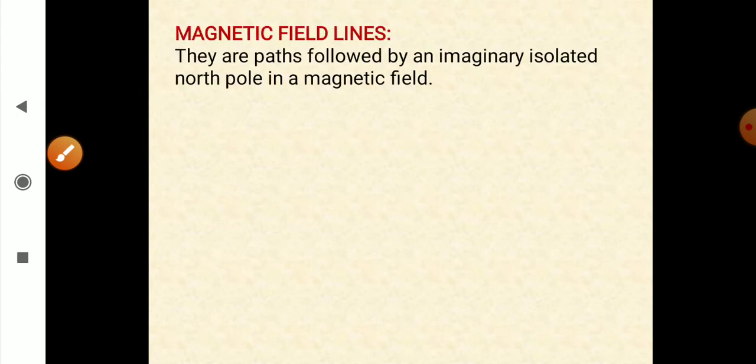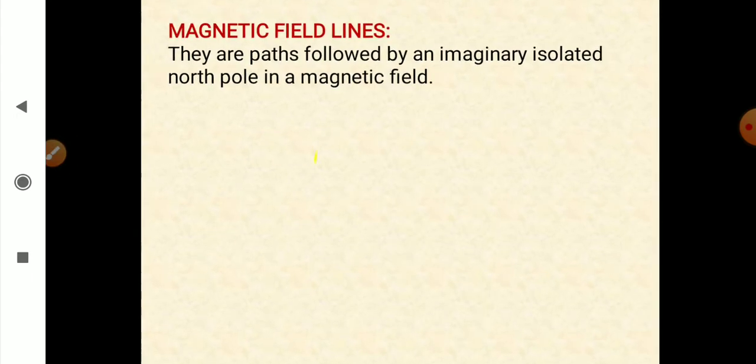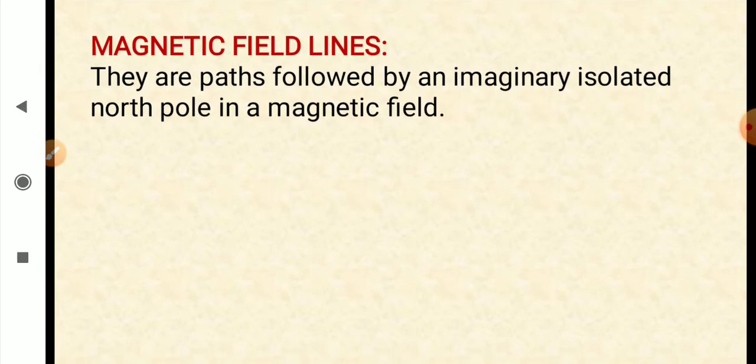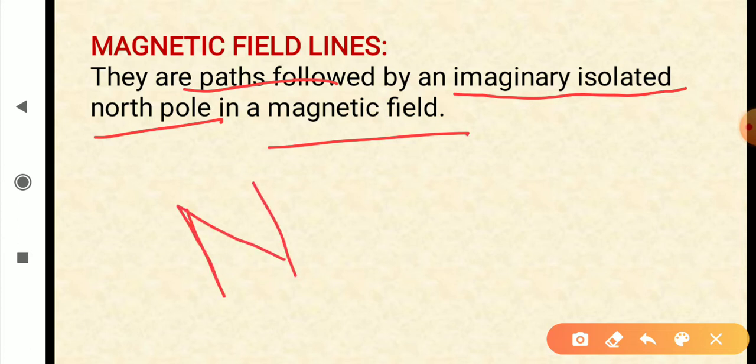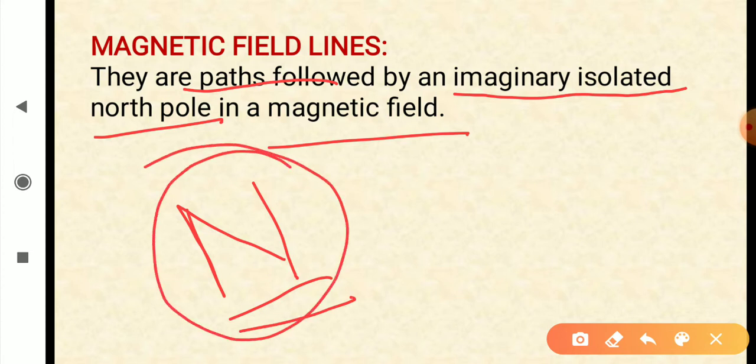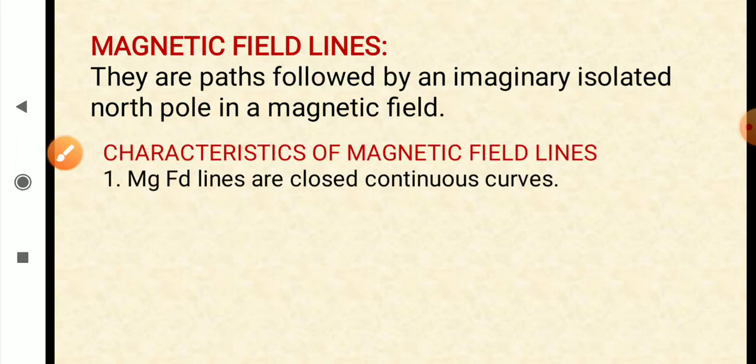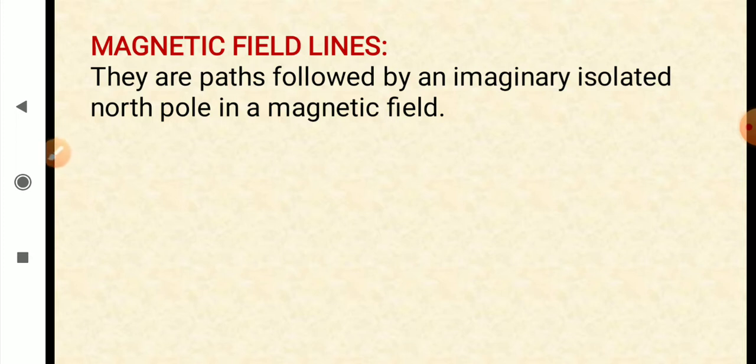Now let us talk about magnetic field lines. So definition first. They are paths followed by imaginary isolated north pole in a magnetic field. See, we cannot have an isolated north pole. Magnetic monopoles do not exist. But if we had an isolated north pole, then the path followed by it in a magnetic field will be called magnetic field line.